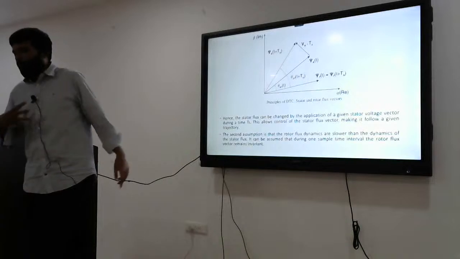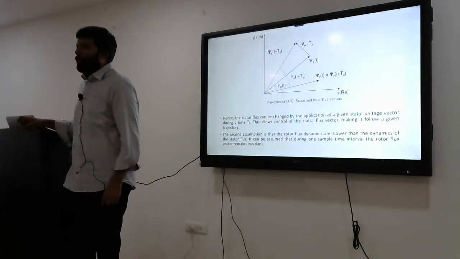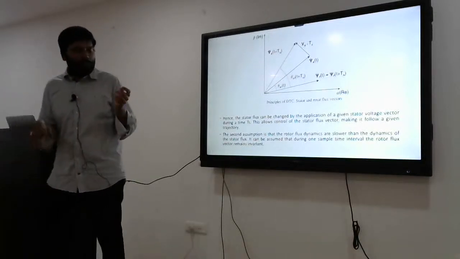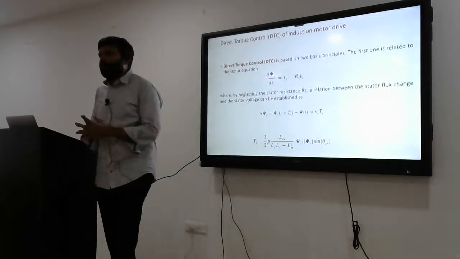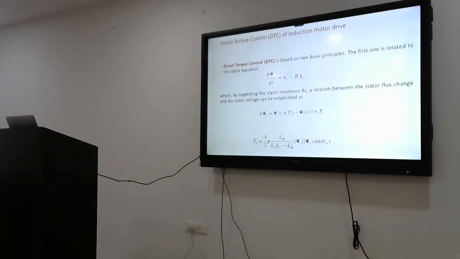Now my question is how we can control the torque and flux. What is the name of this control logic? The full name is direct torque and direct flux method. Generally they call it DTC, direct torque control, but the actual name is the direct flux and direct torque control method. How can we control the torque and flux directly?